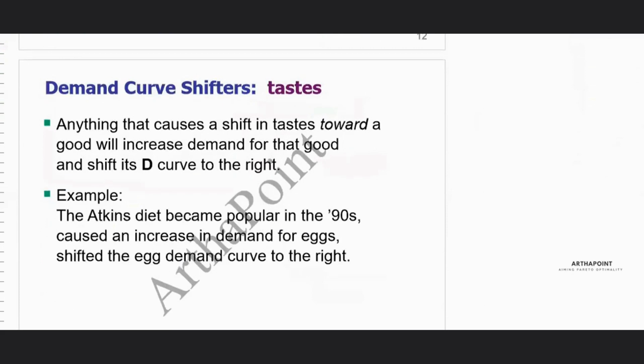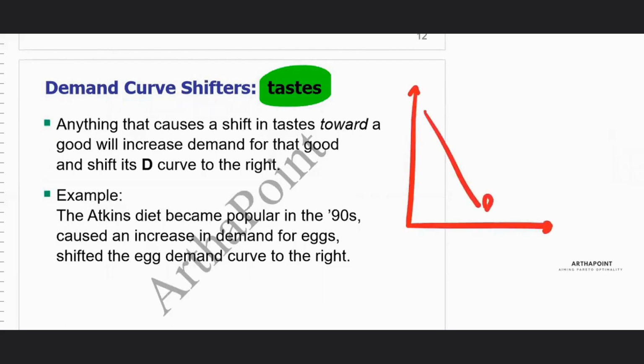The next is taste and preferences. Say all of a sudden there is an emergence where people want to start consuming healthy products, right? If people want to start consuming healthy products, there is automatically a shift towards health conscious products. So that's going to automatically increase the demand of the healthy products. Maybe let's say spinach juice. The demand of spinach juice is increasing because people are becoming diet conscious.